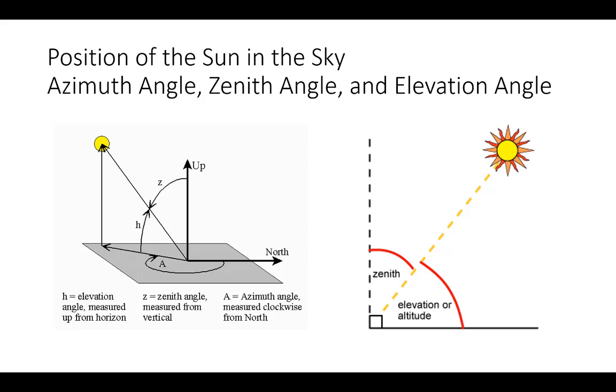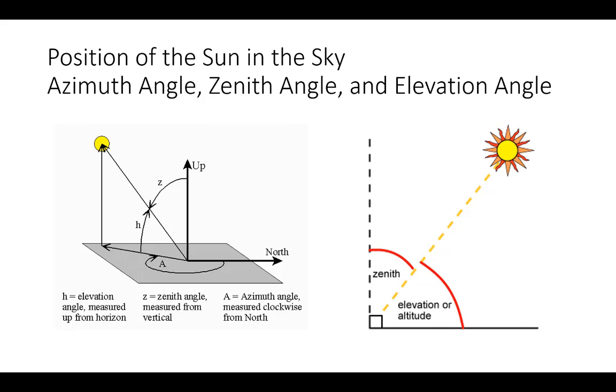So, you know, at some point I'll give you your latitude, your longitude, the date, and the time of day, and ask you to calculate the azimuth angle and the zenith angle, right? There's also all kinds of online calculators that'll do that for you. Lots of ways to do that.